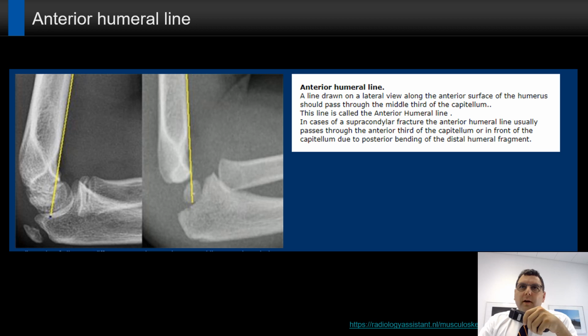The anterior humeral line is drawn along the anterior part of the humerus, and as you can see here, this is a very important line because it shows you supracondylar fractures very nicely. In cases of supracondylar fractures, the anterior humeral line usually passes through the anterior third of the capitellum or in front of the capitellum, due to posterior bending of the distal fragment. So it is very important that you always remember these two lines, because they give you a real hint for the most frequent fractures in children.